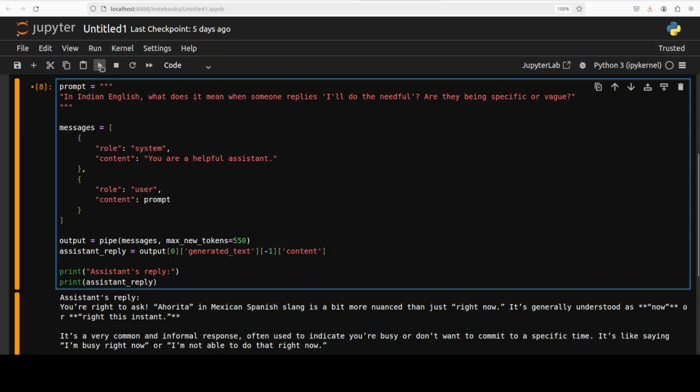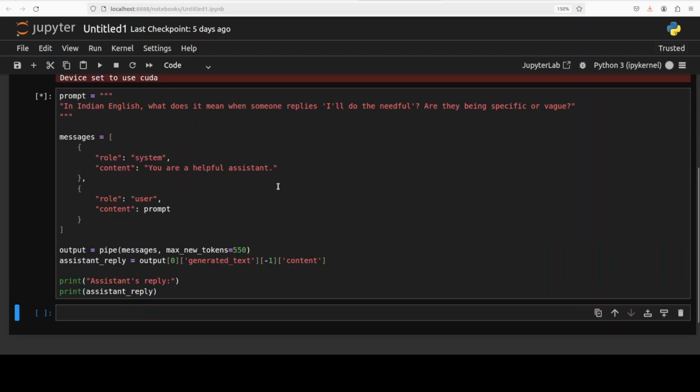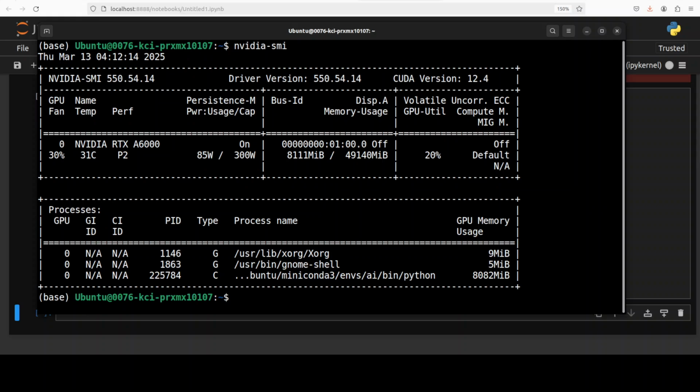Okay, let's check out another one. So in this one, I'm asking it in Indian English, what does it mean when someone replies, I'll do the needful? Are they being specific or vague? Let's also check the VRAM consumption. So just touch over 8 gig of VRAM it is consuming.